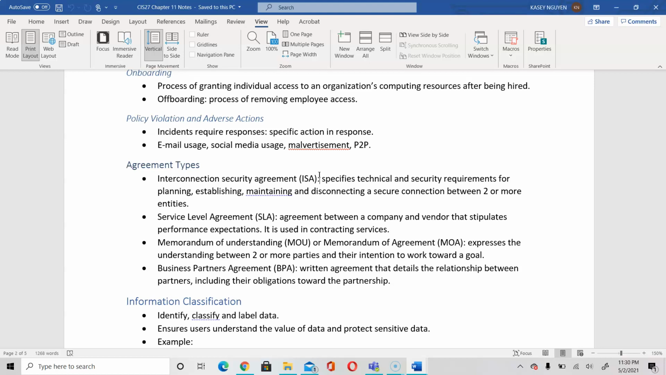Memorandum of Understanding, your MOU, or Memorandum of Agreement, your MOA. This would be an agreement between two or more parties with the intention to work toward a goal. That goal can be set by the organization, and if all the people that provide a certain type of service agree, then they would sign an MOU or an MOA. Business Partner Agreement, your BPA, is a written agreement that would state the relationship between partners, how that partnership can be achieved, and what kind of obligations would be required in that partnership.